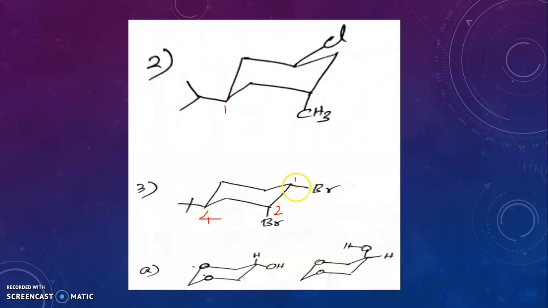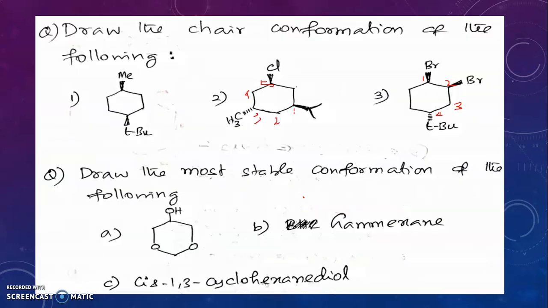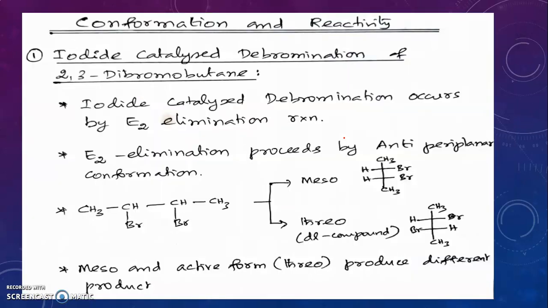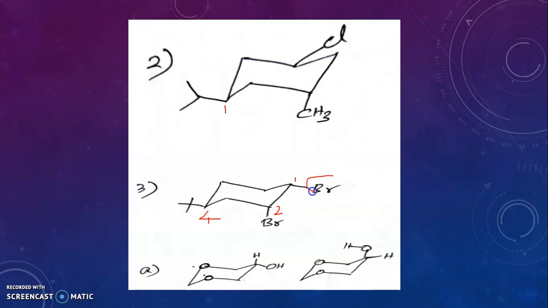Therefore, bromine must also be placed in equatorial position, so that you will get trans. Then these 2 bromine atoms have a cis relation. See in the question, the 2 bromine atoms have cis relation, and they are attached to adjacent carbons, so it is 1,2 cis. For 1,2 cis, one group should be axial, the other group should be equatorial. Since we have placed this bromine already in equatorial position, this group must be placed in axial position. Are you clear? So this is the chair conformation for the given compound.